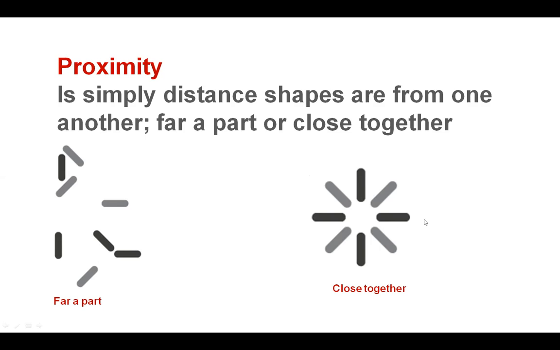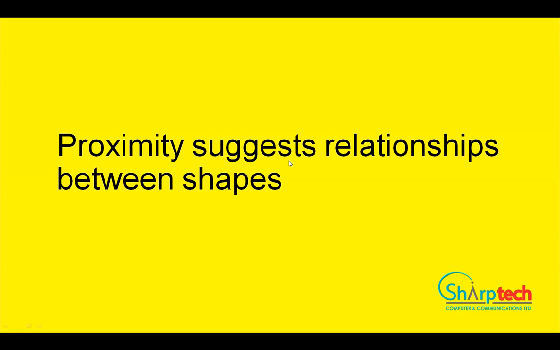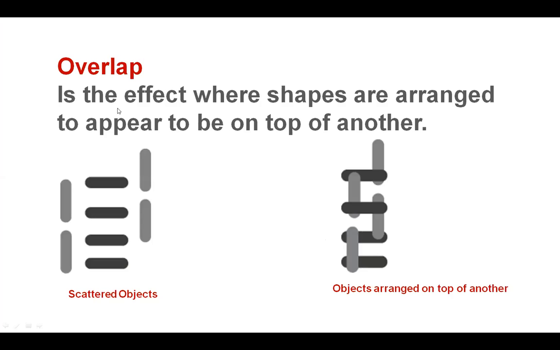Okay? Yes. Proximity suggests relationships between shapes. Okay? Yes. And then when we talk about overlap, can you read this? Overlap is the effect where shapes are arranged to appear to be on top of another.